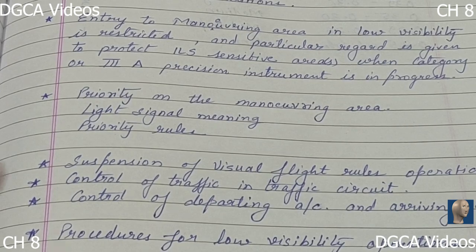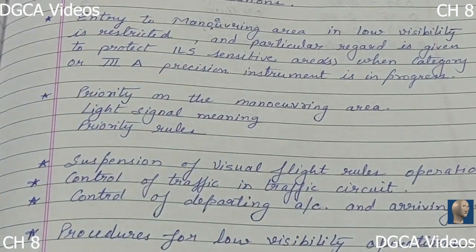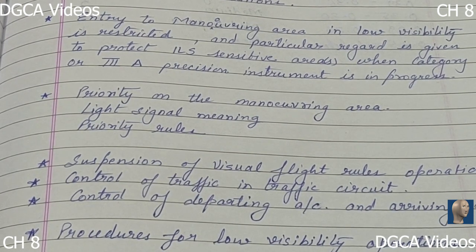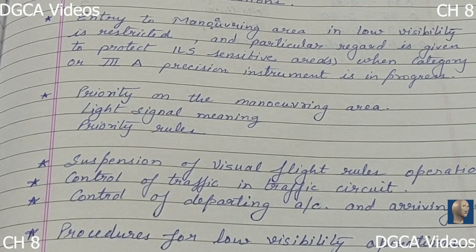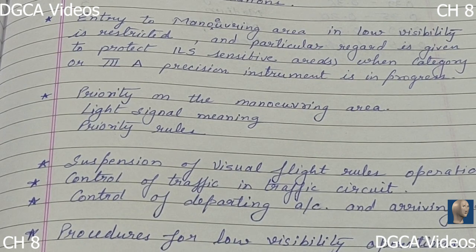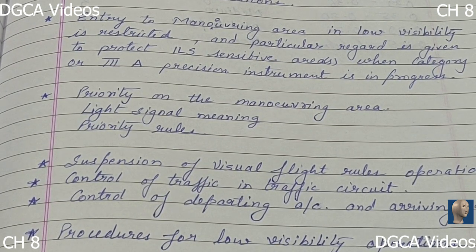Finally, we'll be talking about the light signal meanings. The flashing runway lights mean vacate the runway or taxiway and observe the tower for the light signals. All these are the operations that have to be done by the aerodrome control services. Fine. Moving on to the priority rules.